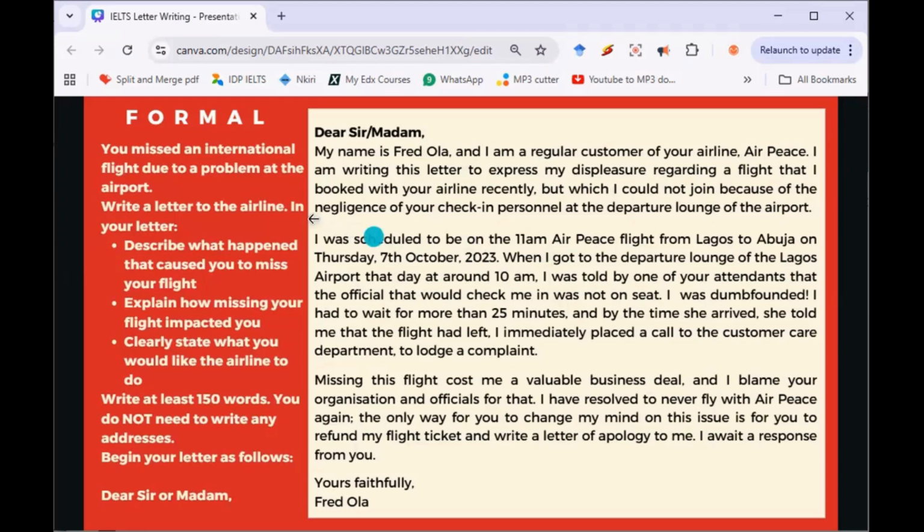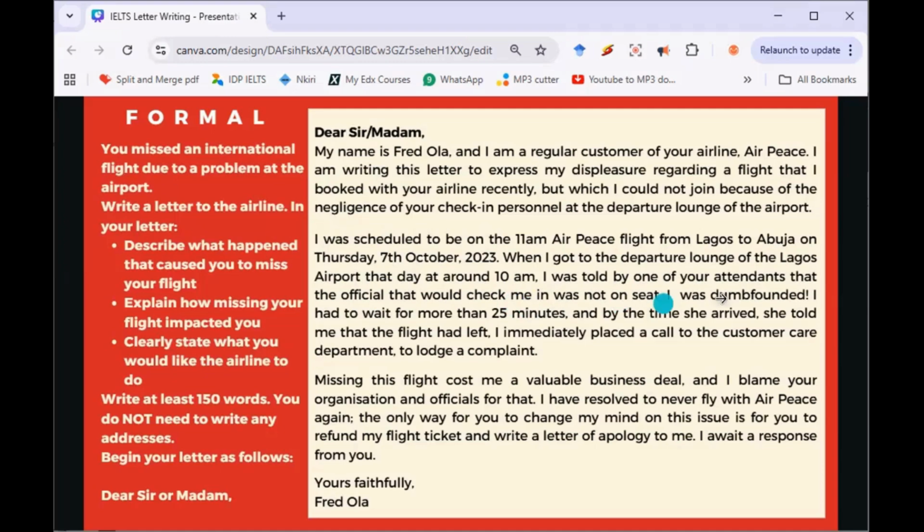Now, look at the next part. You can see that there's space. I've written 2 sentences here. Now there's space, and then I move to the next sentence. I was scheduled to be on the 11 a.m. Air Peace flight from Lagos to what? Abuja on Thursday, 7th October 2023. When I got to the departure lounge of Lagos Airport that day around 10 a.m., I was told by one of your attendants that the official that would check me in was not on seat.